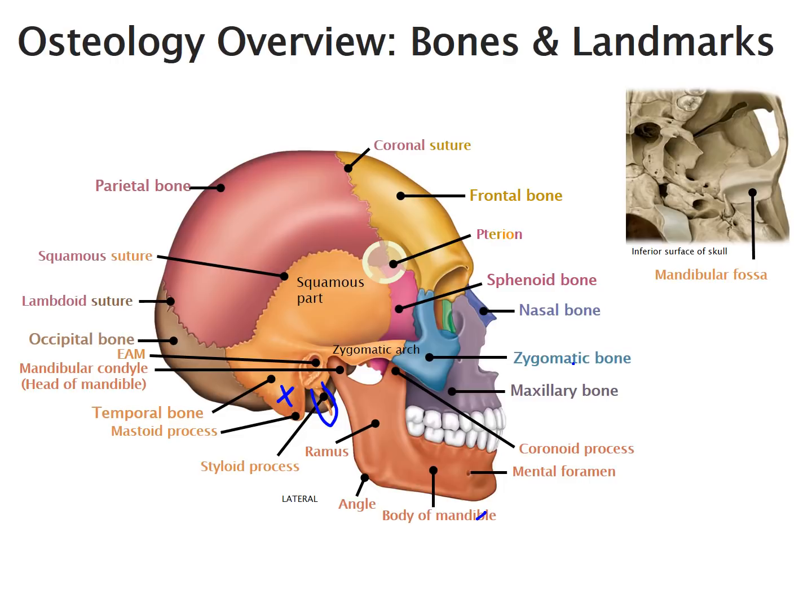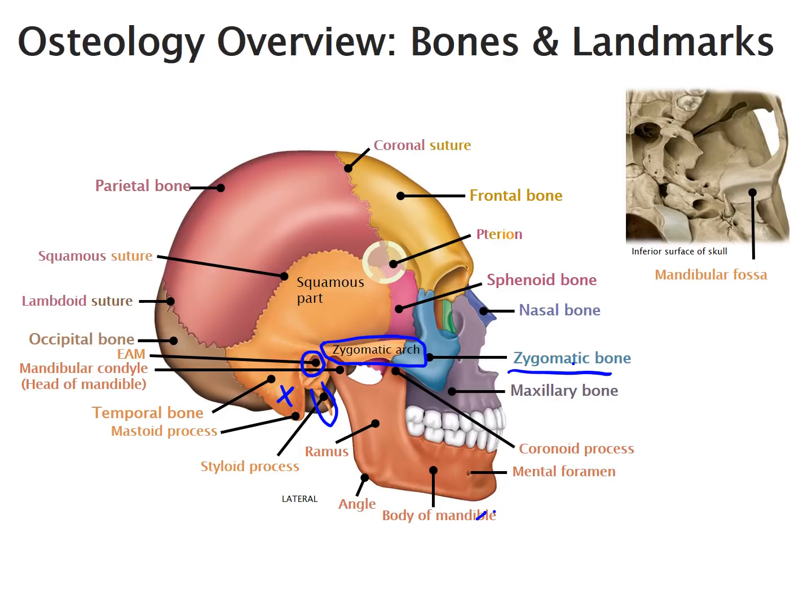The opening in the lateral temporal bone is for the external auditory meatus, as shown here. This is the external ear canal. The zygomatic process of the temporal bone helps to make up the zygomatic arch, which is connected to the zygomatic bone anteriorly, shown here in blue. The zygomatic bone is considered the cheekbone.